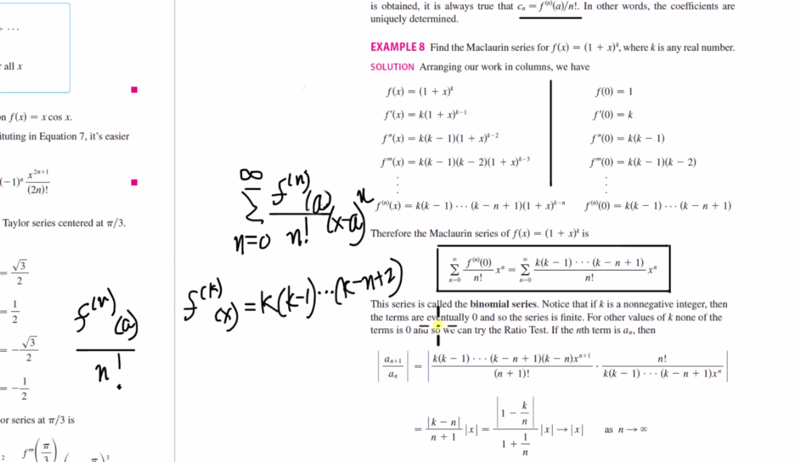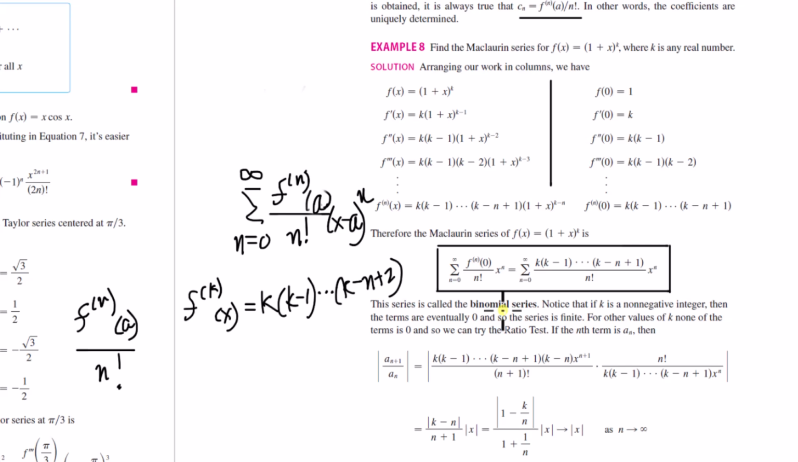And this might be confusing to you. Here's what's happening. If you have 1 plus x to a positive integer power, what is that? Think about what that is. It's a polynomial, just factored. But once you expand it out, it's a polynomial.